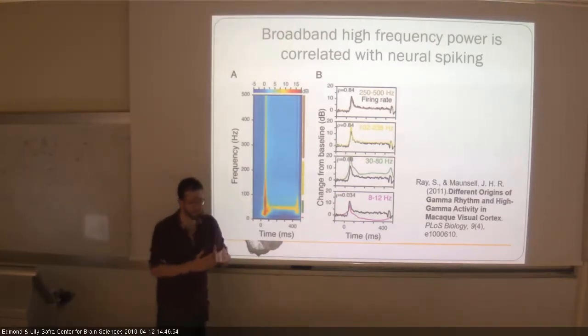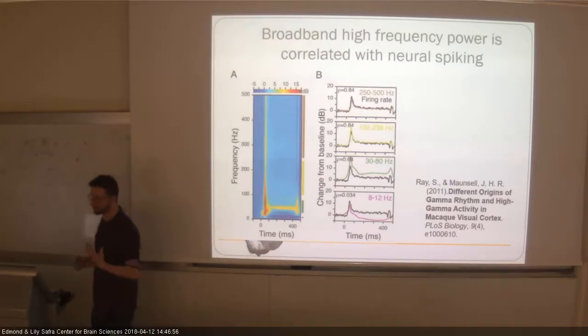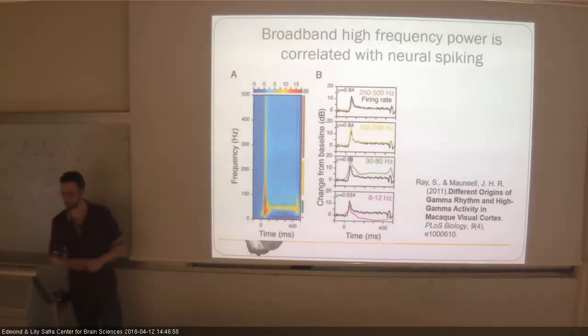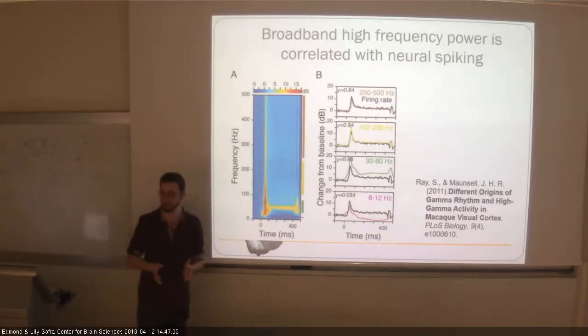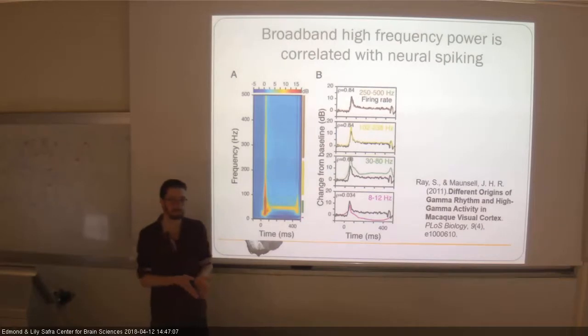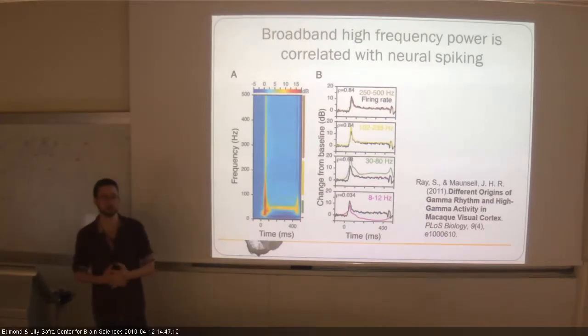And the second phenomenon, the broadband increase in power, is really closely correlated with spiking. So in many cases, especially in intracranial EEG studies, which don't have recording from single neurons, but rather record from about maybe a millimeter of cortex, this high frequency broadband power serves as a very good index for local firing rate of this area in the brain.